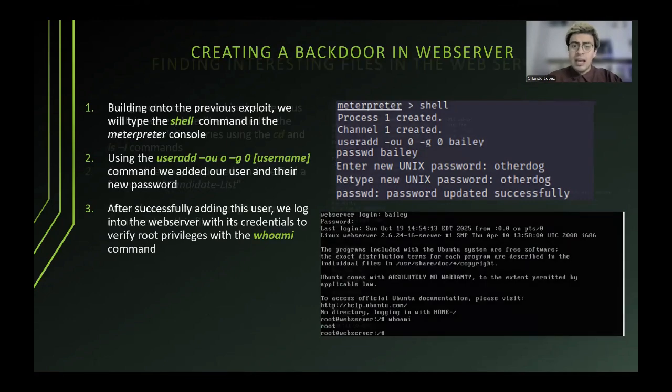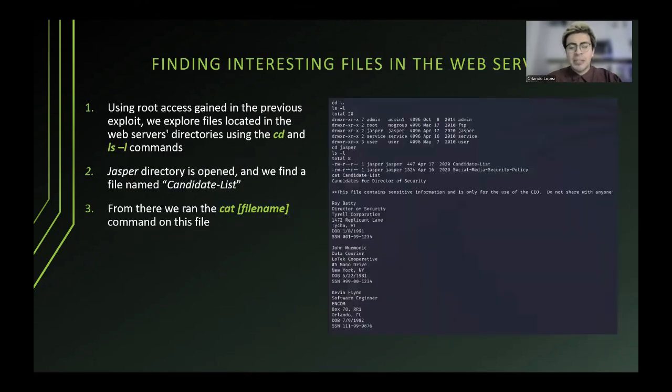Building upon that, I wanted to dig around and find some files. Using the root access gained in the previous exploit, I'm going to explore files located in the web server's directories using the cd and ls -l commands like I did previously. Here I'm going to navigate to the Jasper directory. Once I open that, I'm going to find a file named candidate list. Then I'm going to run the cat command again, but on the name of this file.